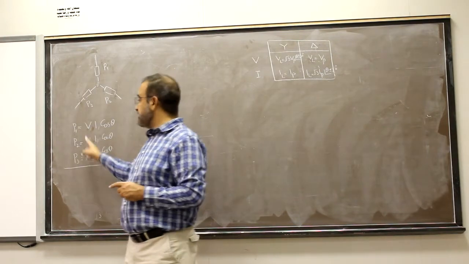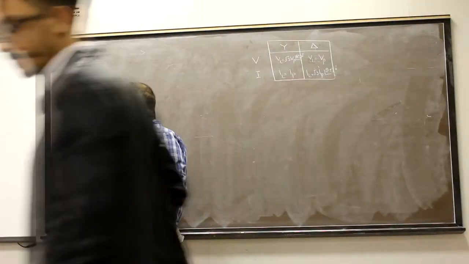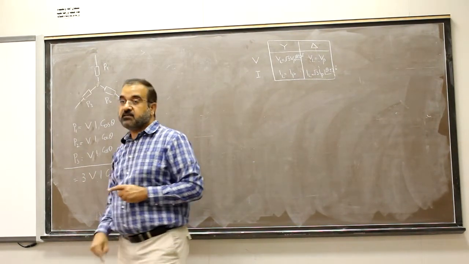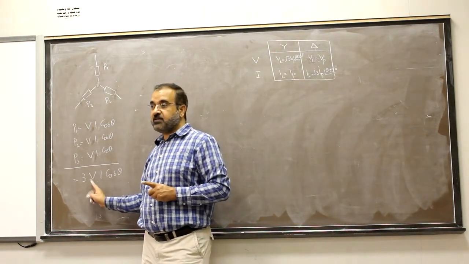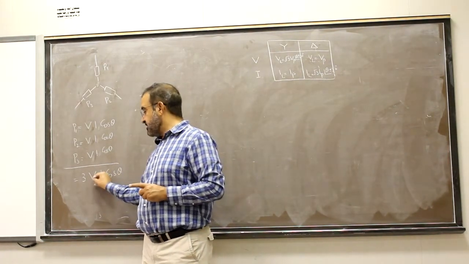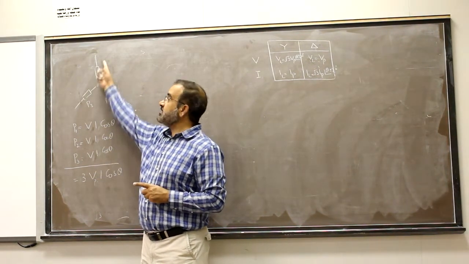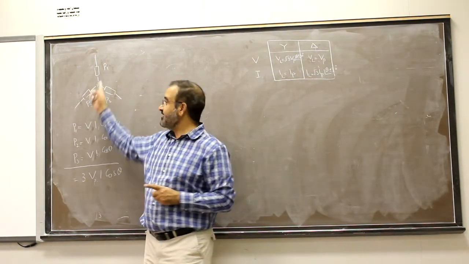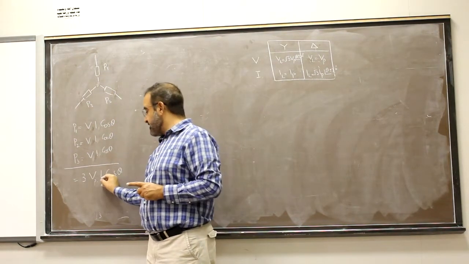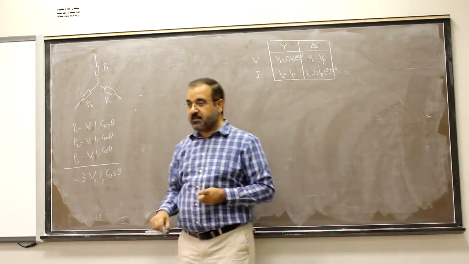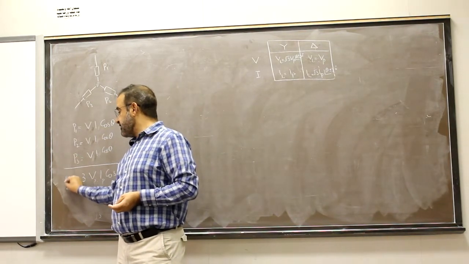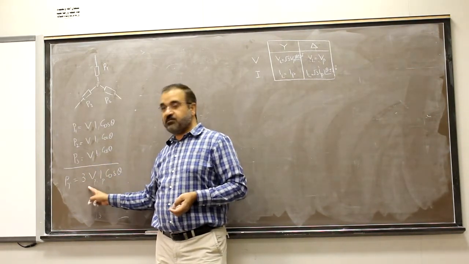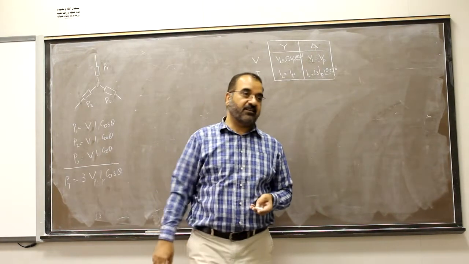Now total power is equal to this plus this plus this. It will be equal to 3 times V into I into cosine theta. But which V, line voltage or phase voltage? Phase voltage. Current, line current or phase current? No difference, the same. So I will say phase current. Now total power in case of three phase will be equal to 3 times V phase into I phase into cosine theta.